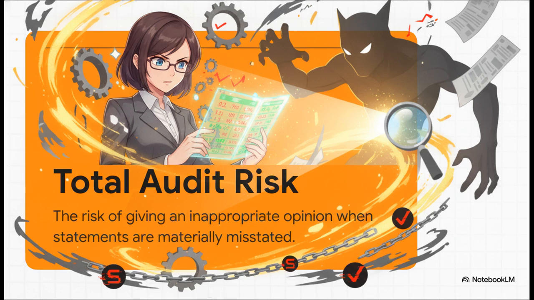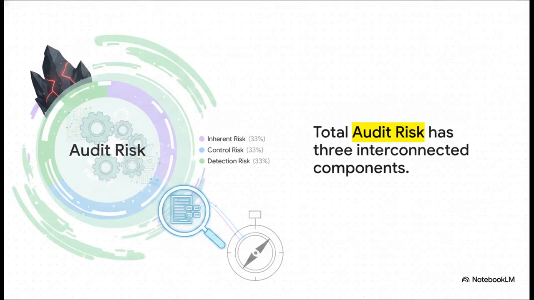Let's just pause on that for a second. Imagine giving a totally clean bill of health to a company whose books are actually riddled with massive errors. That is the absolute worst-case scenario for an auditor, a total nightmare. And as you'll see, total audit risk isn't just one monolithic threat. It's actually a combination of 3 distinct, highly interconnected vulnerabilities: inherent risk, control risk, and detection risk.